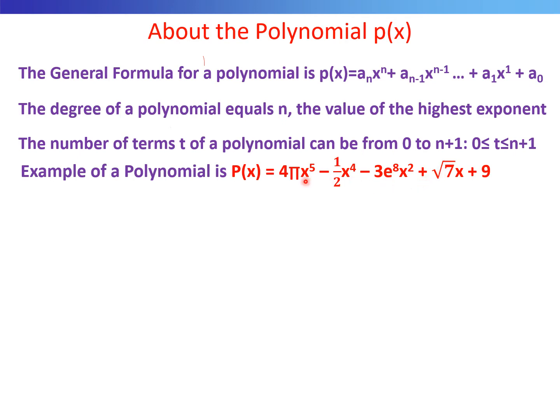Also, let's just try to relate it to the general formula. This is a polynomial of degree n equal to 5, and a sub 5 is equal to 4 pi. A sub 4 is equal to negative half. A sub 3 is equal to 0. That's why there is no x to the power 3 term. A sub 2 is equal to negative 3 e to the power 8. A sub 1 is equal to square root of 7, and a sub 0 is equal to 9.